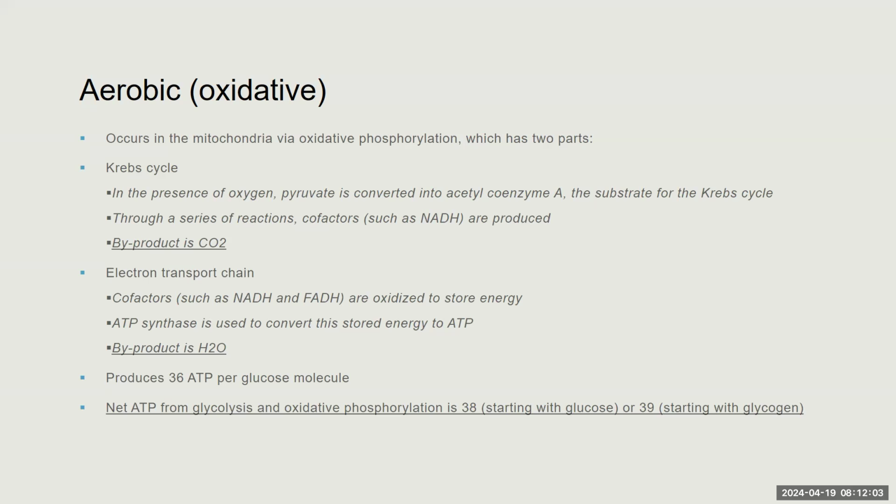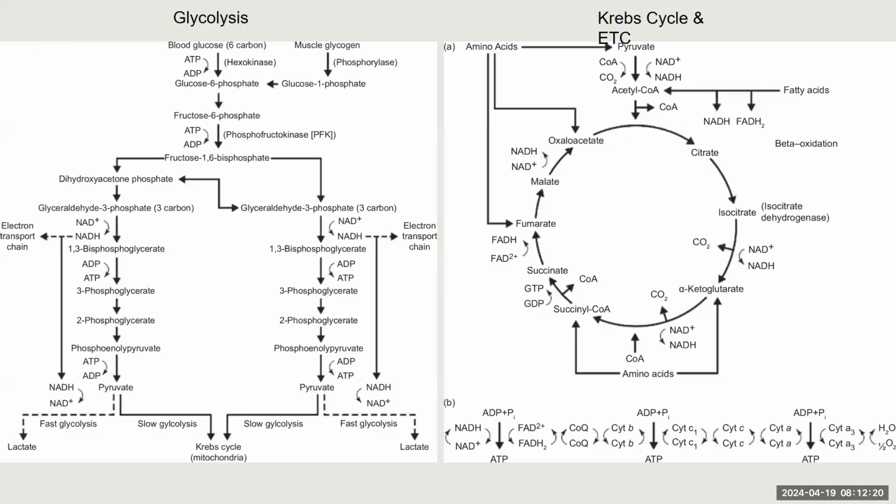Each glucose molecule in the aerobic system produces 36 ATP. So the net ATP from both glycolysis and oxidative phosphorylation is 38 if you start with glucose, or 39 starting with glycogen. Just put these in case you wanted to cry a little, with the electron transport chain and Krebs cycle.